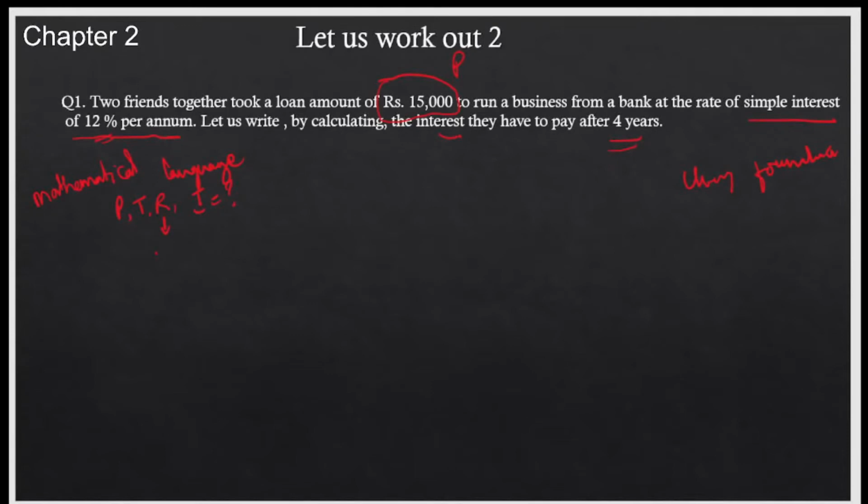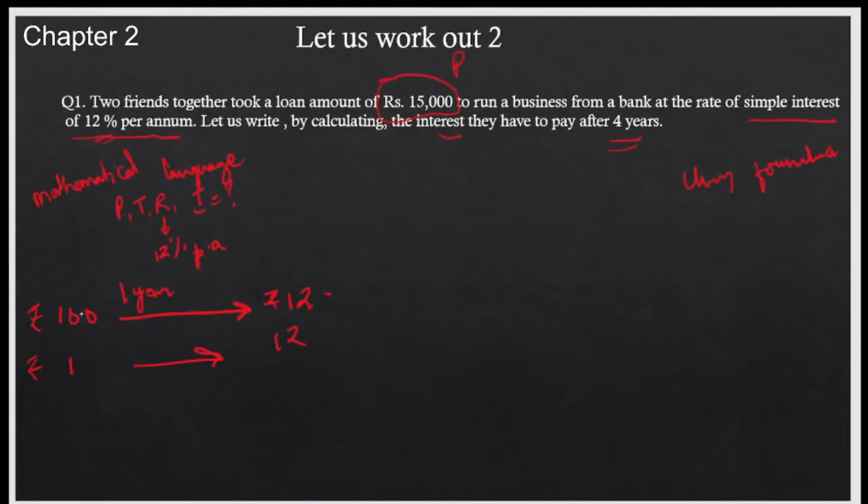Now we have been given a rate of 12%. As I've told you, 12% per annum means what? It means for every 100 rupees that is deposited or taken out, in this case the loan which we get from the bank, after 1 year the interest charge is rupees 12. So for rupee 1, how much will be the interest?